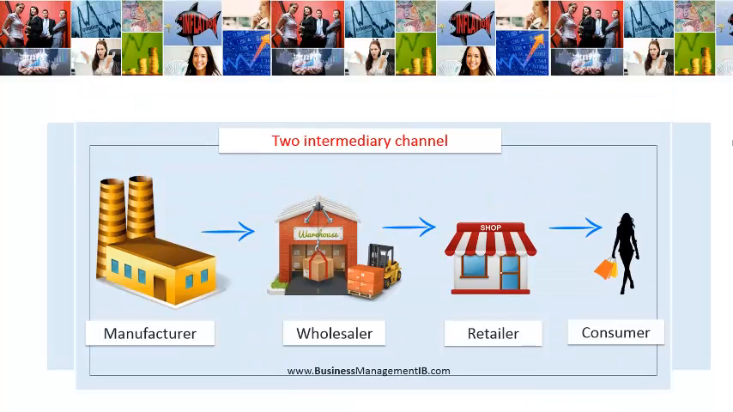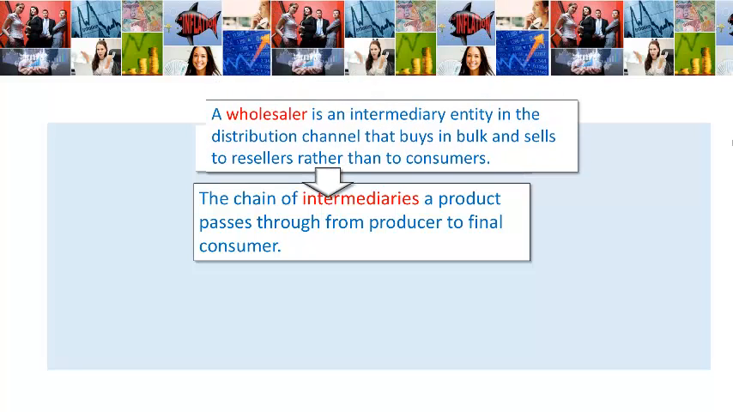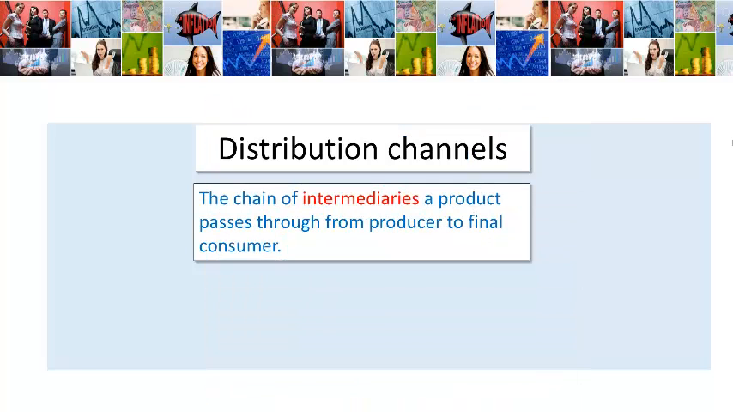Now, as we saw in the video, there are a couple. We'll start with the two intermediary channel, manufacturer to wholesaler to retailer to consumer. Two agents there between the manufacturer and the consumer. A wholesaler is an intermediary entity in the distribution channel that buys in bulk and then will sell to resellers rather than to consumers.